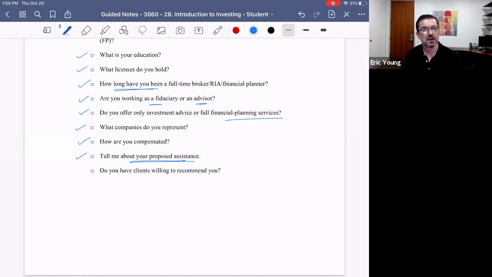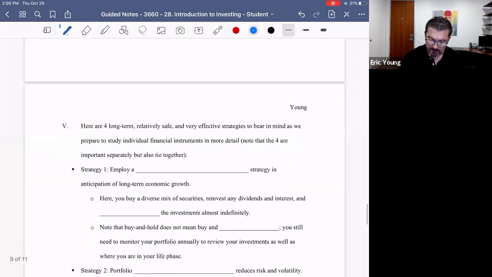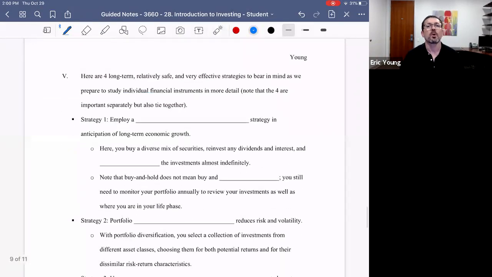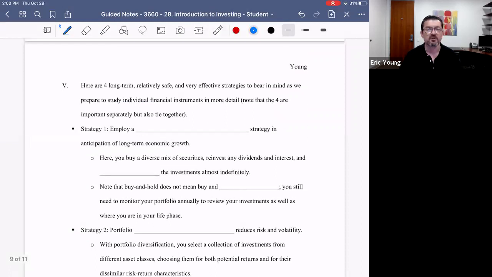What's your risk tolerance? What's your current financial status? What's your current family status? You want somebody who is going to do the due diligence to figure out what your unique situation is. You don't want boilerplate generic advice. Finally, you want to ask them, do they have clients willing to recommend them? If you are satisfied with those, then feel comfortable making that decision, okay?